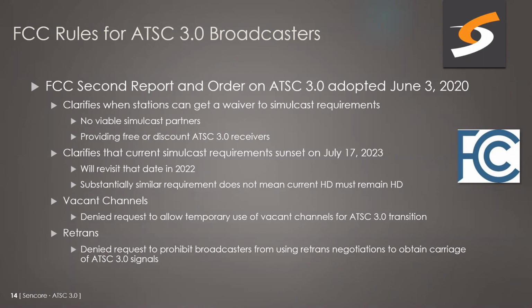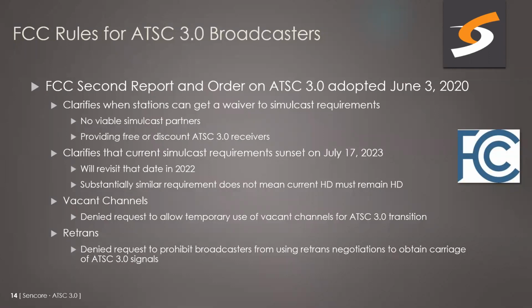There was a push for use of vacant channels to do shuffling and temporary use during the transition. That was denied. And there was again a request to prohibit broadcasters from using retrans negotiations to obtain carriage of ATSC 3.0 signals. That was denied in the first report and order, and that was denied in the second one as well. So the FCC chose not to get involved in that retrans negotiation discussion there.